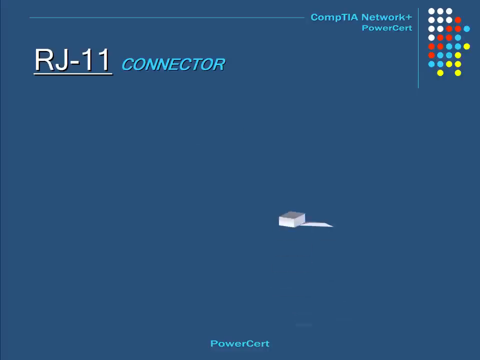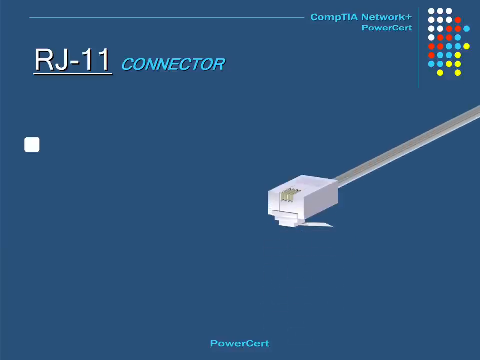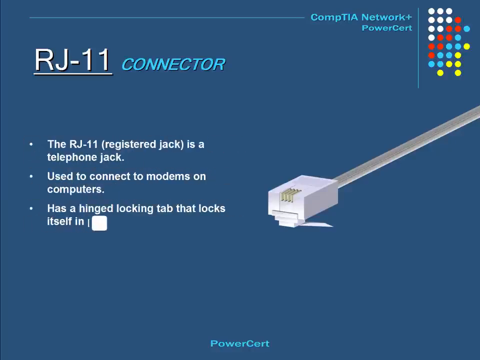Now this is the RJ11 connector, and RJ stands for register jack. And this is a 4-wire connector used mainly to connect telephone equipment. But as far as networking, the RJ11 is used to connect computers to local area networks through the computer's modem. The RJ11 locks itself into place by a hinged locking tab, and it resembles the RJ45, but it's a little bit smaller.